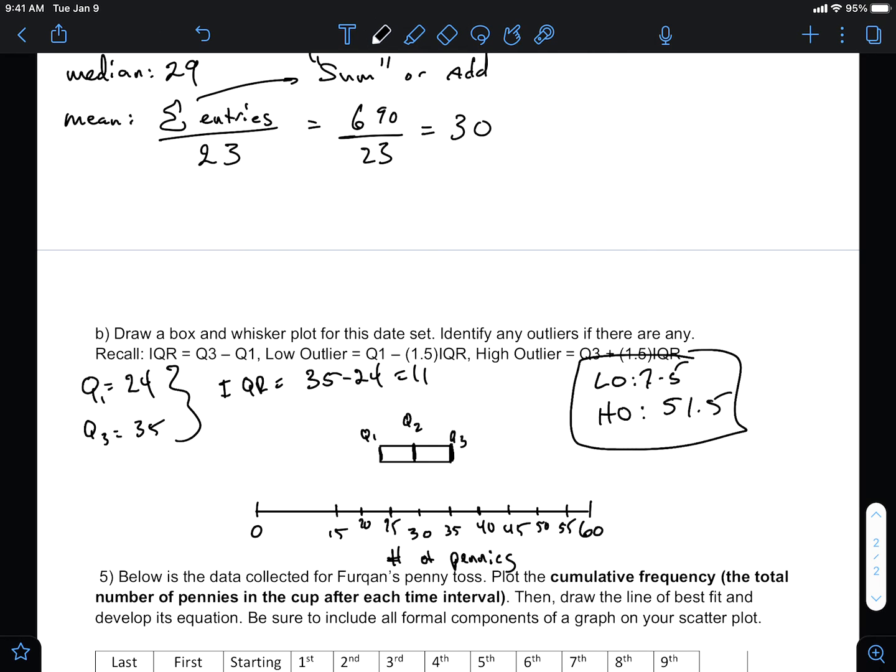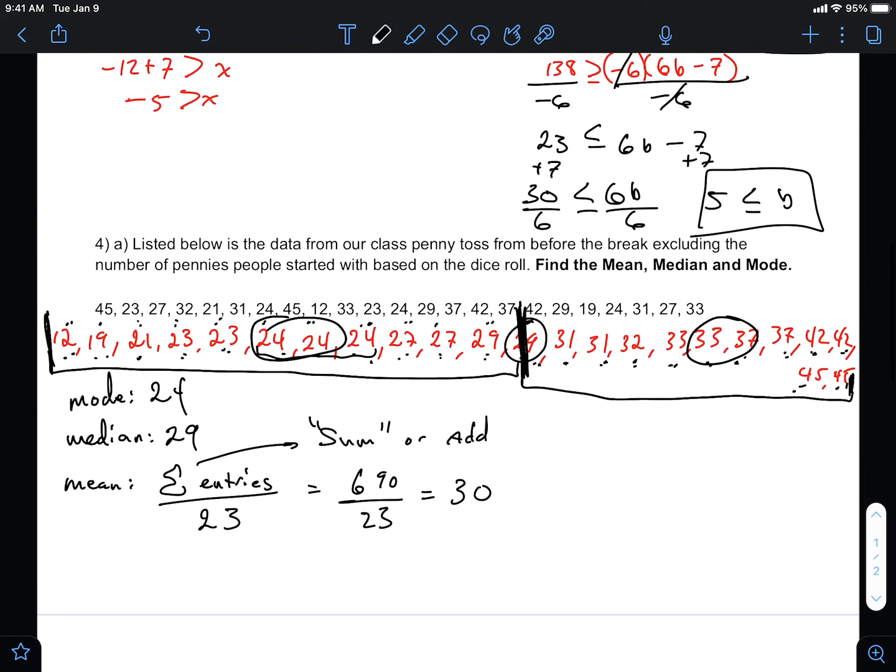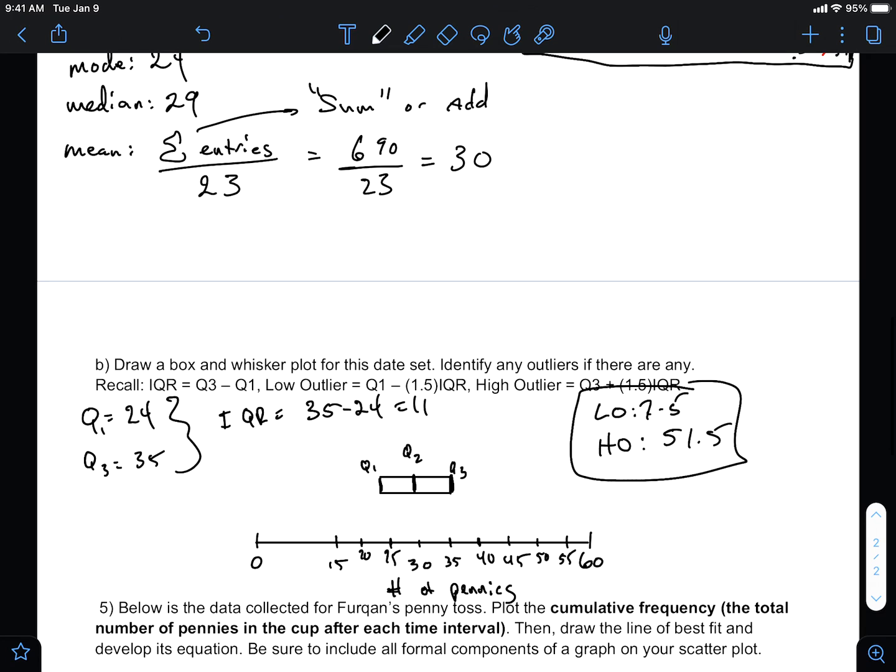So you just go find the data points that are highest and lowest in your data set, so 12 and 45, and those mark your whiskers. And we are done with this question. Any questions?